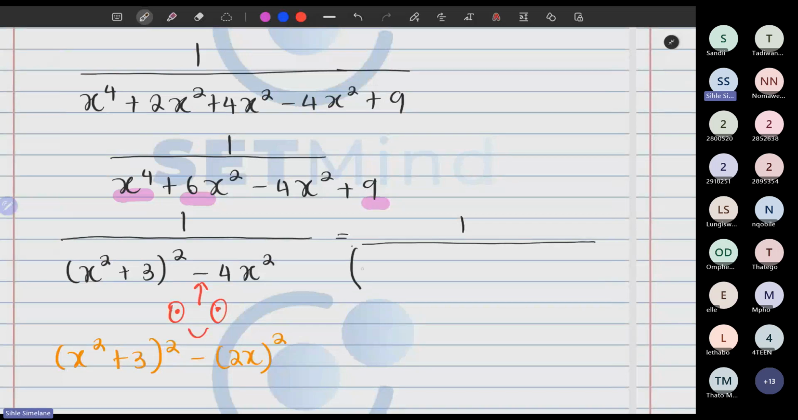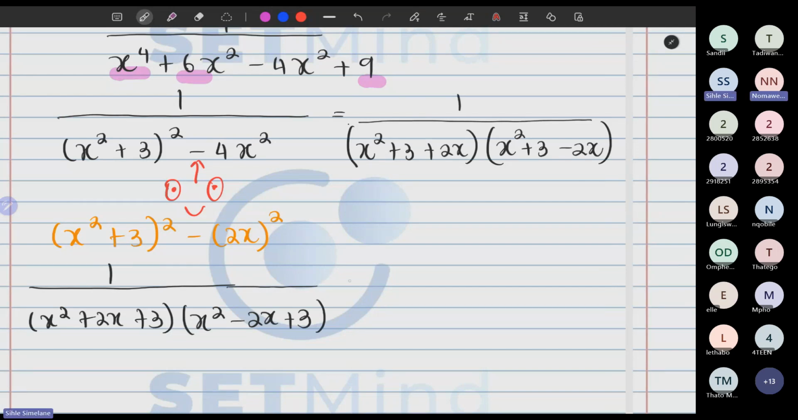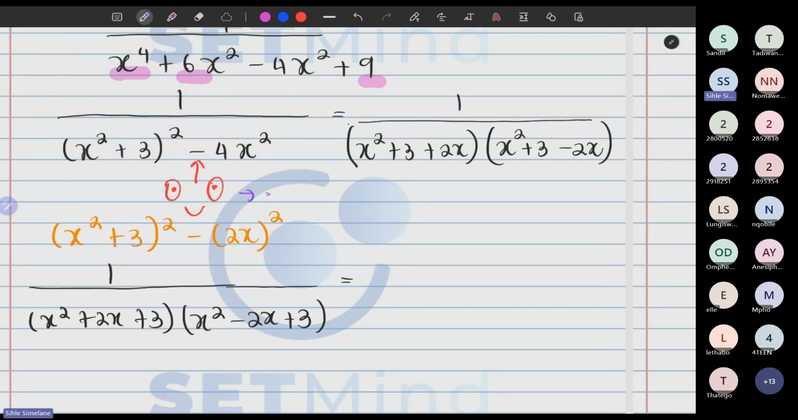So what we can do is we can go and have our x squared plus 3 plus 2x. Then the other difference will be minus 2x. So that's why at the end, they ended up with 1 over x squared plus 2x plus 3, open bracket, x squared minus 2x plus 3. It makes sense. Thank you. Then that there, you remember, is just the difference of two squares.